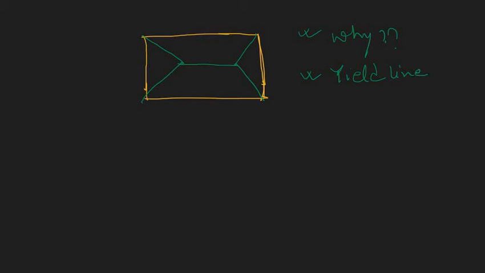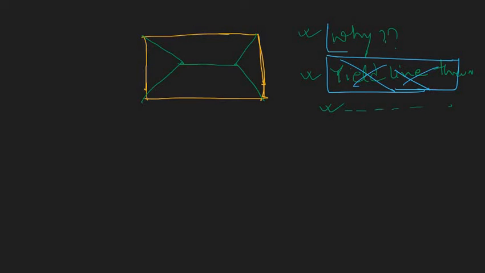Okay, so let's say we have a slab. In one of my videos, I have discussed the load distribution in a slab, and there I mentioned that it distributes something like this. And the question is why? The second question is about yield line theory and so on. Honestly speaking, I really don't know anything about yield line theory. I'm sorry for that, but I have an answer for why this happens.